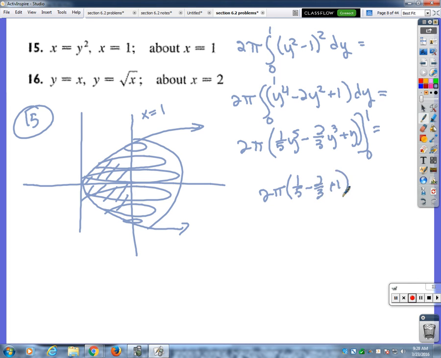Multiply by pi and 2. Bless you. I didn't multiply by pi. So it should be 1.06. What's the answer to this one? Is it 16 pi over 5? I mean 16 pi over 15? Yeah. Okay.